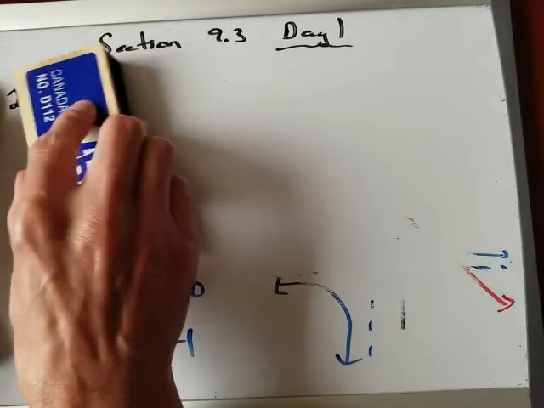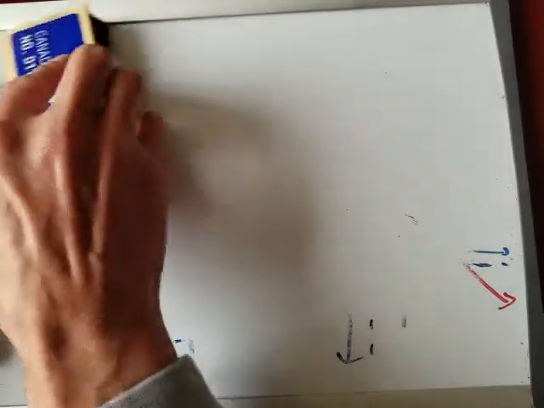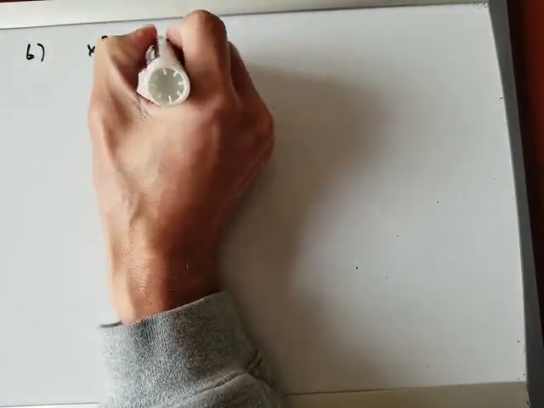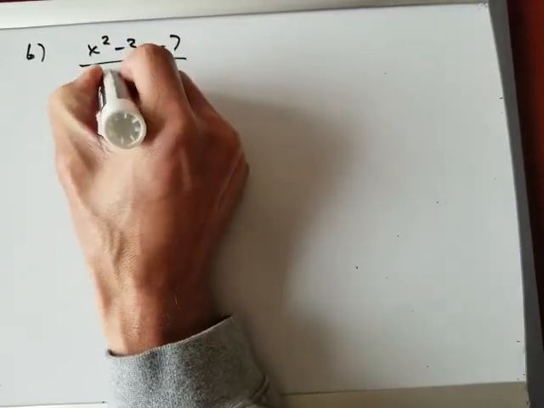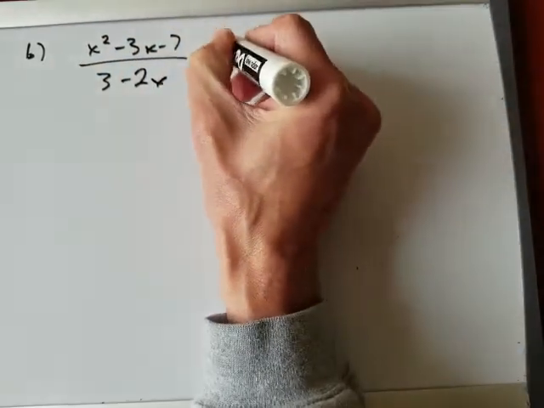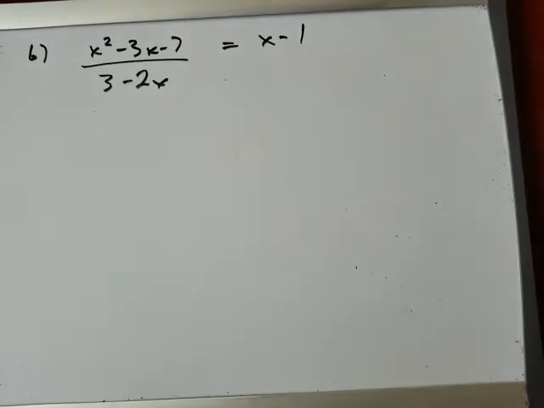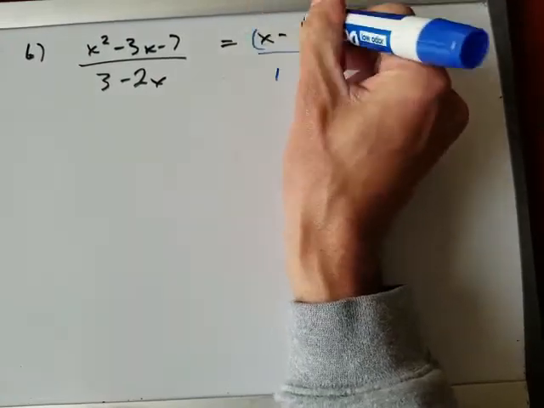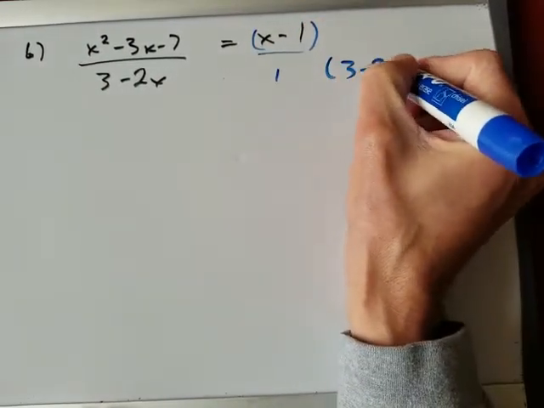So let's go to our final example. And it's a neat way to finish. In our final example, letter B, it gives us x squared minus 3x minus 7 divided by 3 minus 2x, and then we just have a simple equals x minus 1. So this guy, don't start factoring right away. What we will do is we'll say, okay, we need first of all a common denominator. You scan the denominators, and the common denominator is 3 minus 2x.